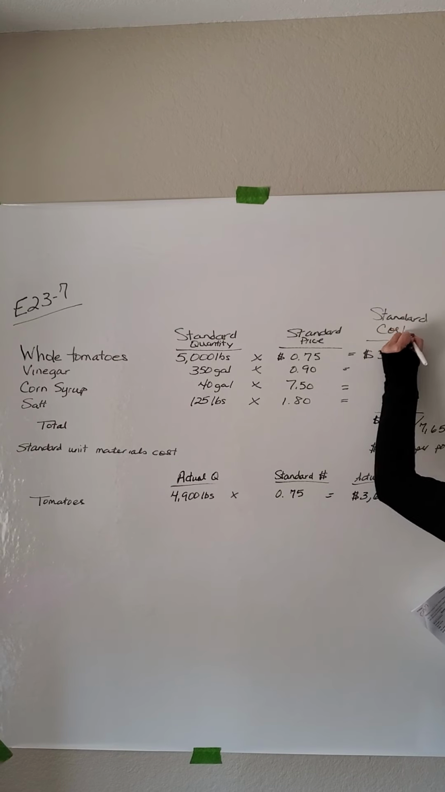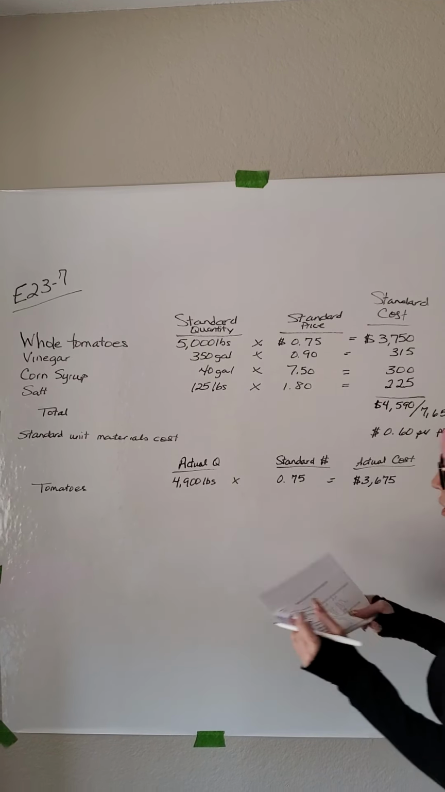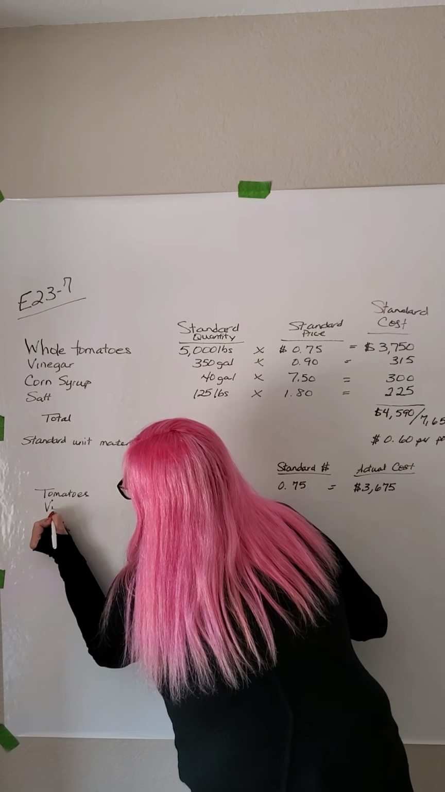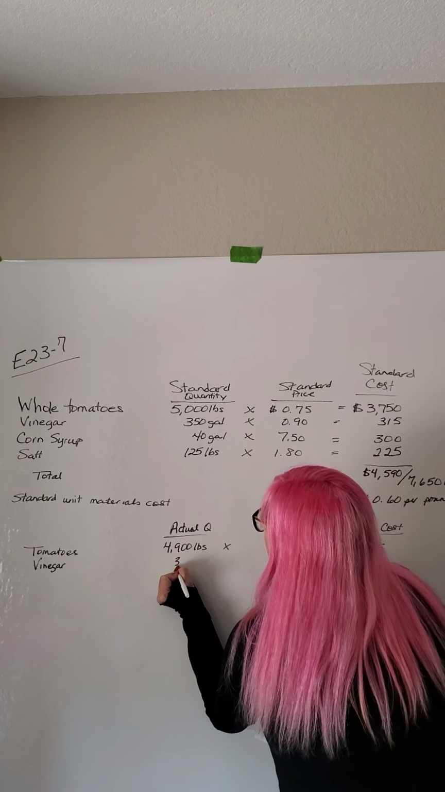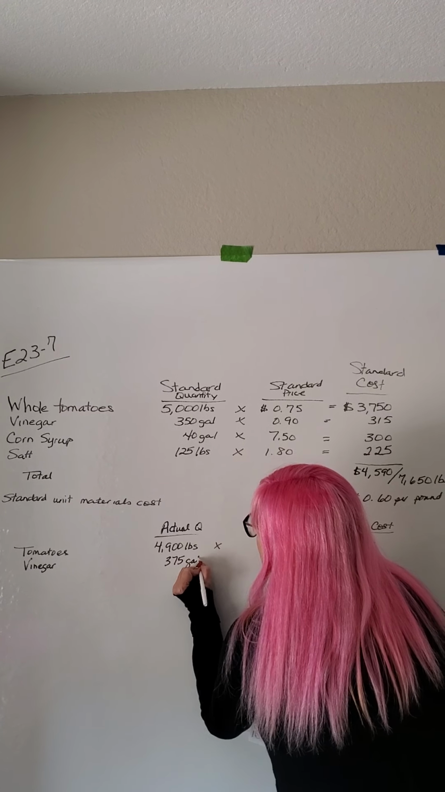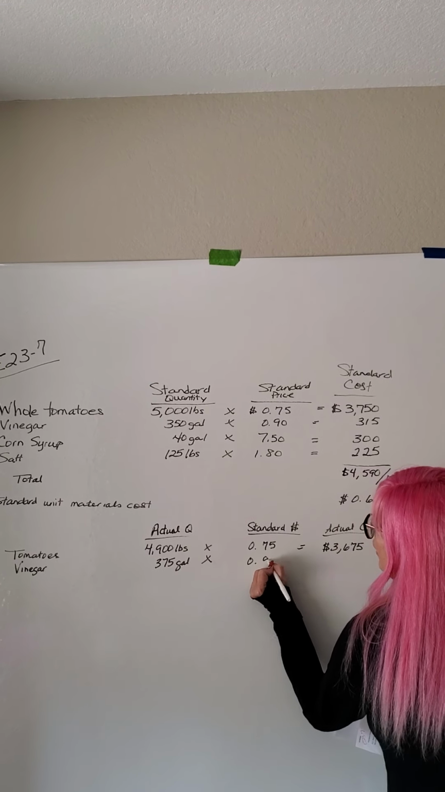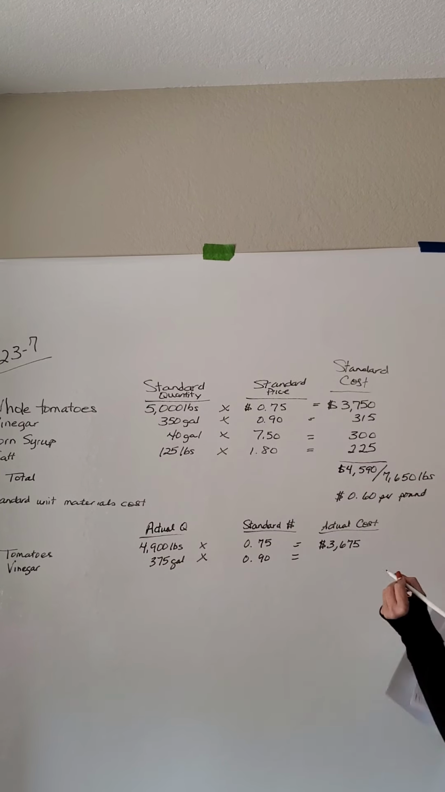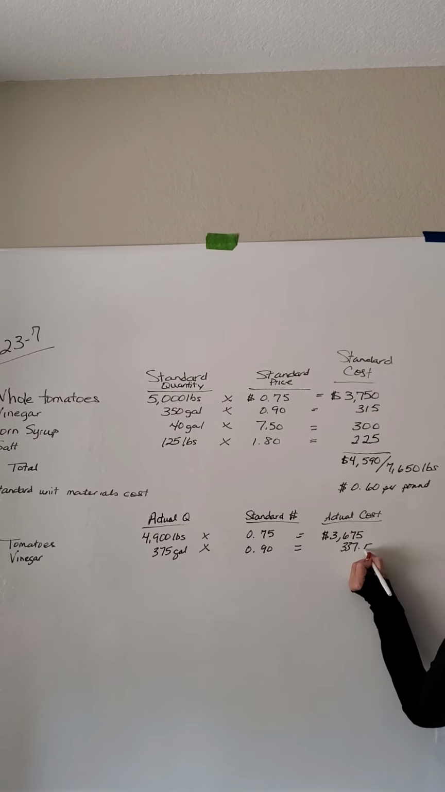Remember, standard's budget and actual is actual. So we start off with our tomatoes there. For our vinegar, we used 375 gallons, and we paid 90 cents per gallon again, and that amount comes to $337.50.